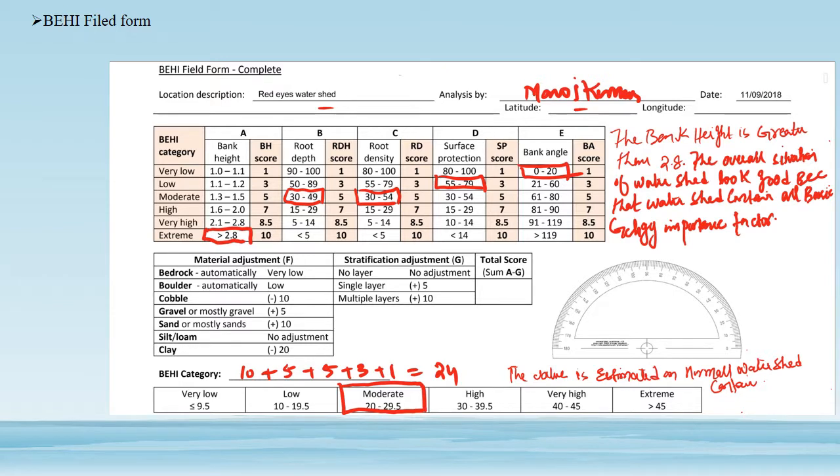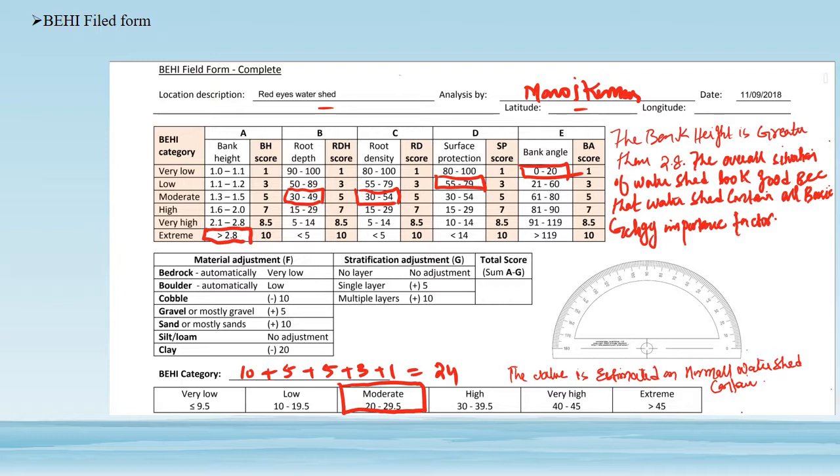And as I told, this river contains sand and silt. Finally, on the BEHI field form, to complete this one, I got the following information from the first slide. If you see, the height of the bank is just 2.8, and depth score is equal to 10, and the root depth is 30 to 40% ratio. The score is 5, and the root density is the same, 30 to 54%, and surface protection is good because there is sand and clay, which is 55 to 79.